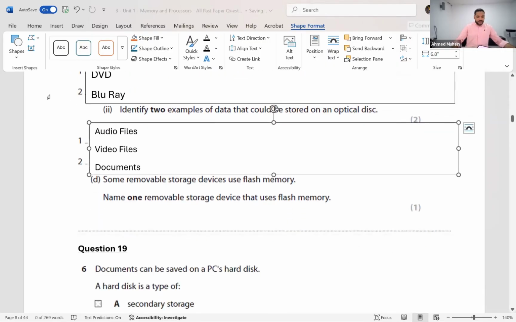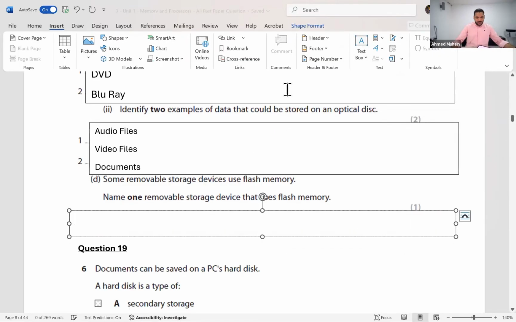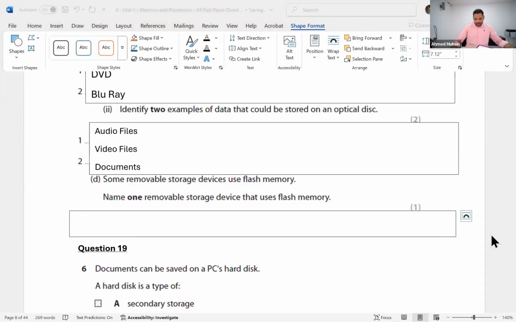Some removable storage devices use flash memory. Name one removable storage device that uses flash memory. Naturally, you can use that. Both are still the same thing. So you can collect it when you come here. Okay. Get a printed copy. Okay.